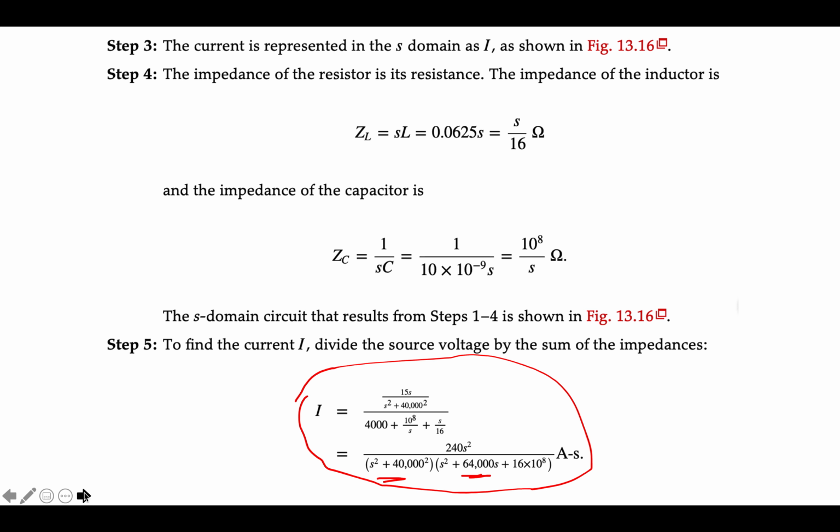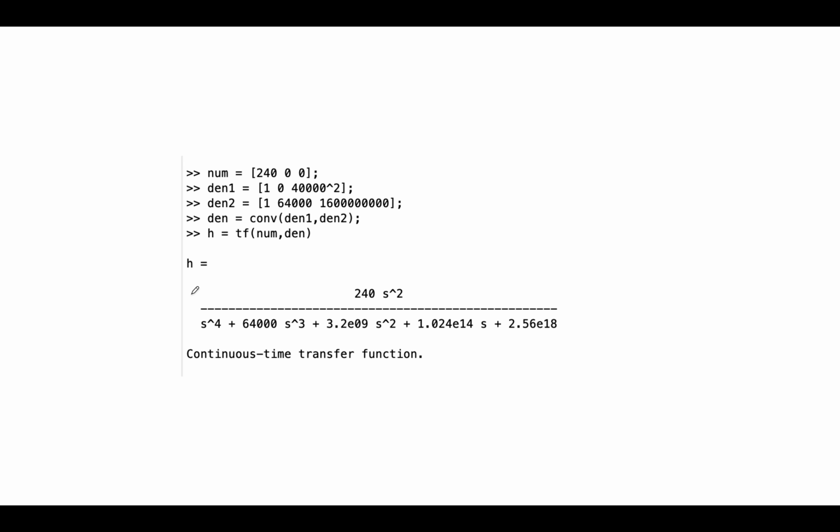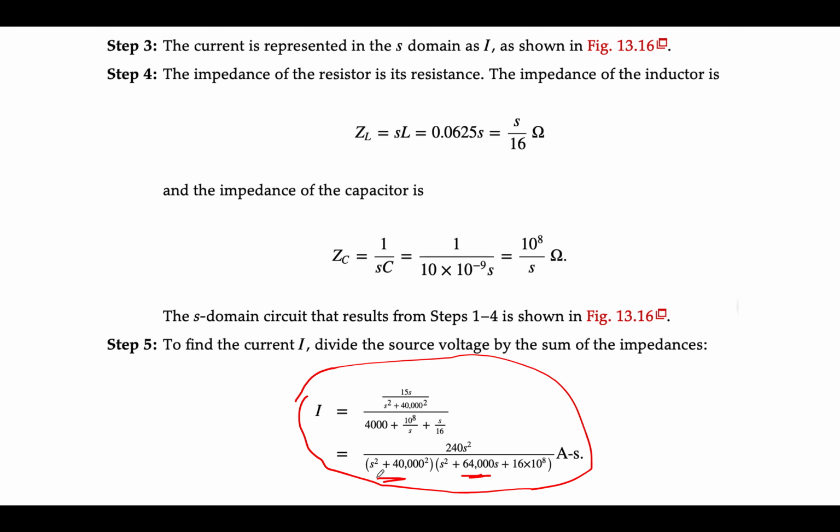Okay, so this is just me generating this function so that I can do some stuff with it later, like a partial fraction expansion. So I define the numerator as 240, 0, and 0. That gives me 240 s squared in the numerator. And then I had to define the denominator in two parts. So if we come back, we had this term and this term, and I didn't want to do that algebraic multiplication by hand. So I input this one as denominator 1, and I input this one as denominator 2.